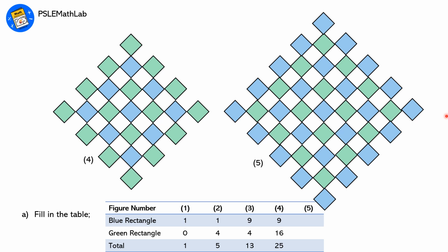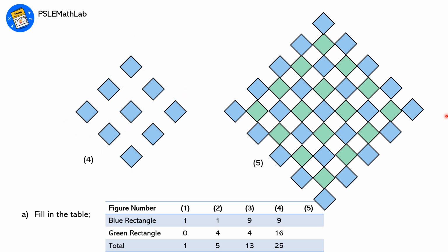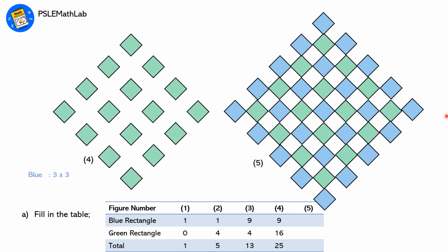We know from the table that there are 9 blue rectangles and 16 green rectangles in figure 4. If we focus only on the blue rectangles, it's not hard to realize why, as we see 3 rows of 3 blues, and 3 times 3 is 9. Similarly, if we focus only on greens, we have 4 rows of 4 green rectangles, which is 16.